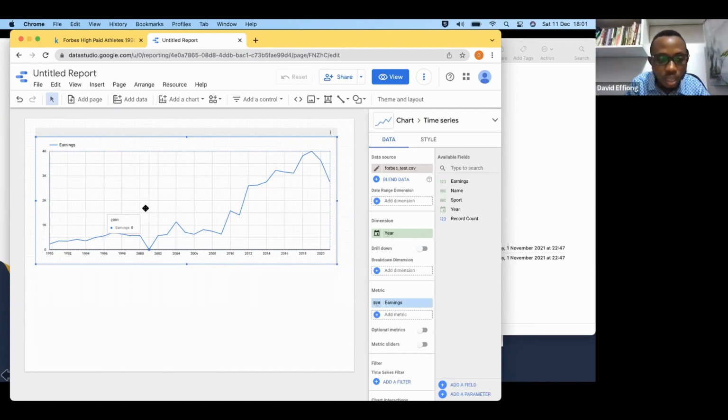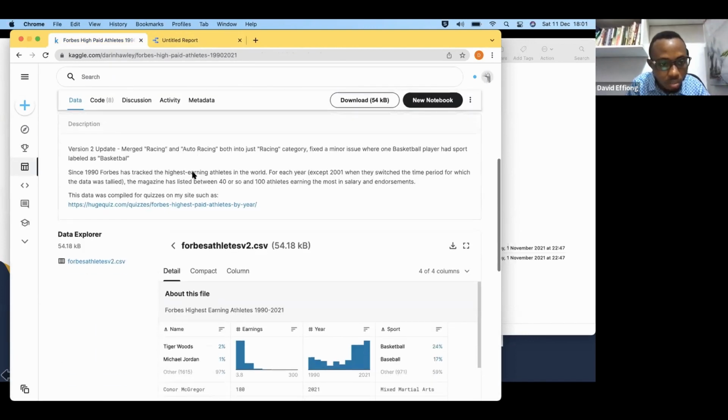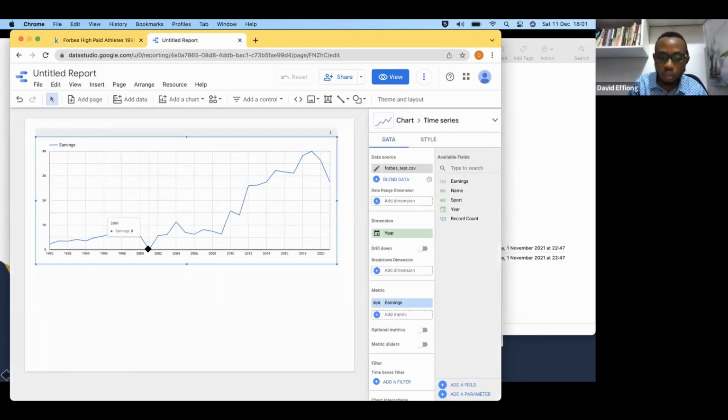What happened in 2001? I don't know. But that's what the data is telling us. So this information here is correct. It says it tracks the highest paid athletes in the world for each year, except 2001, when they switched the time period for which data was tallied. So I was wondering why it was there for 2001.